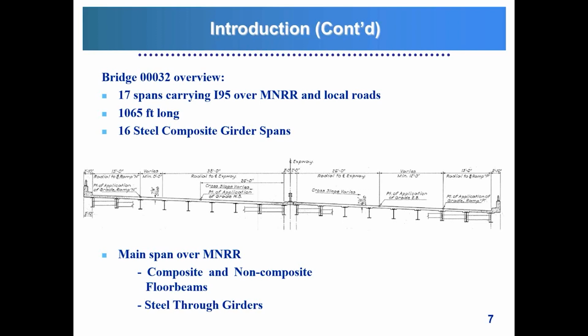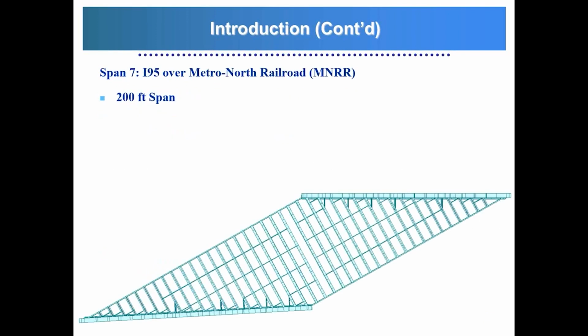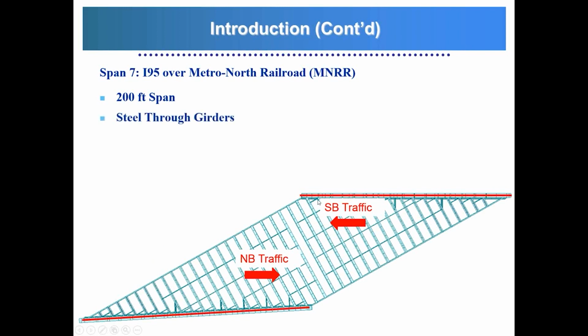For the purpose of today's presentation, I will be focusing on the main span and the work that we did over there. So the main span is span 7. Here we have the framing plan. It's a 200-foot span. The direction of the traffic is as shown over here for the southbound traffic, and then northbound traffic. This is the location of the steel through girders. And just to give you an idea of the dimensions of the structure, the depth of the through girders is around 11 feet.